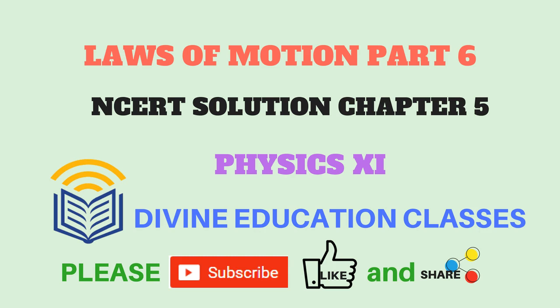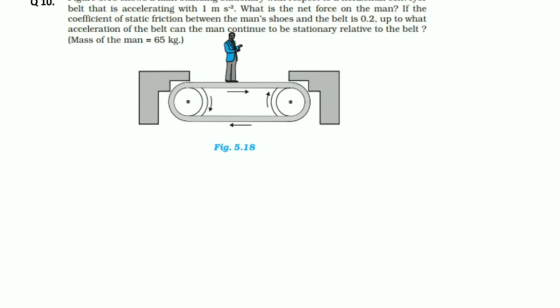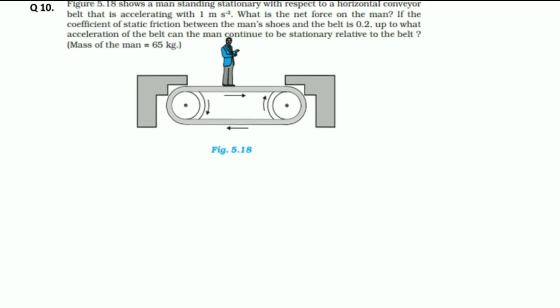Today I am going to solve the NCERT question, Chapter 5, Laws of Motion, number 10, and the question number in this NCERT is 25. The figure below shows a man standing stationary with respect to a horizontal conveyor belt that is accelerating at 1 meter per second square. What is the net force on the man if the coefficient of static friction between the man and the shoes is 0.2?